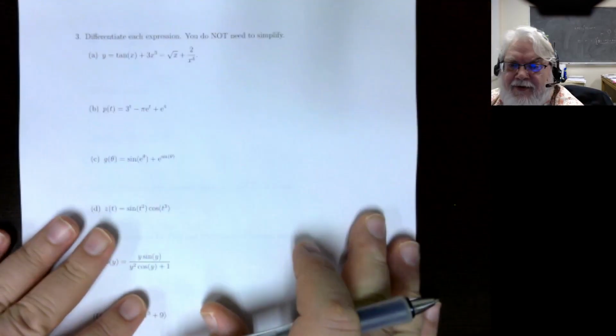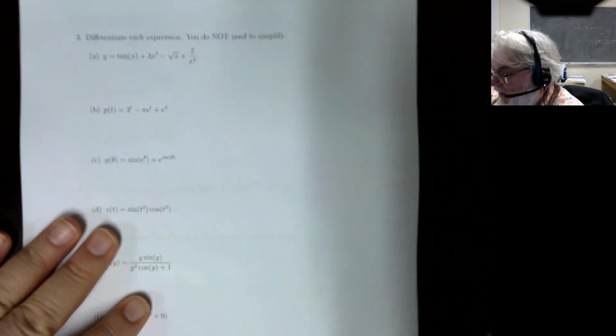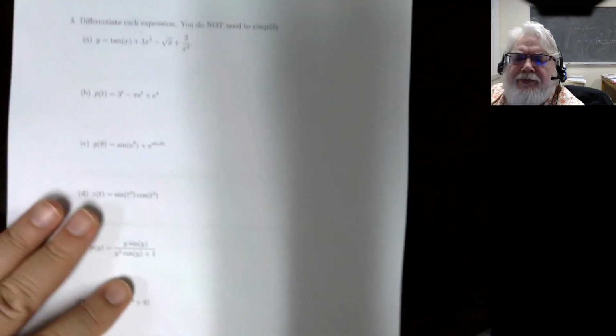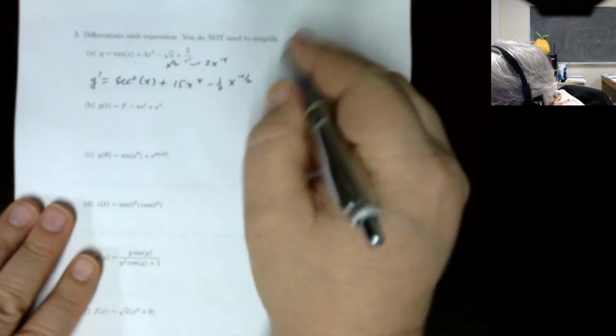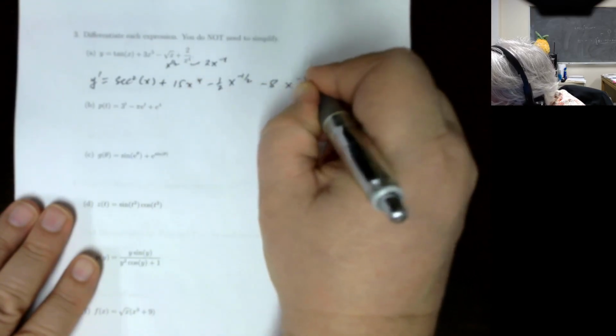And now we just really differentiate over and over again. So I think, for the sake of time, we'll just go ahead and, well, I think we can get through these. Derivative of tangent is secant squared. So that's secant squared of x. 15x to the 4th, that's pretty straightforward. This is x to the 1/2 power, so that's going to be minus 1/2 x to the minus 1/2 power when I subtract 1. And then this is 2 times x to the minus 4, so when I differentiate that, it's going to be minus 8x to the minus 5.